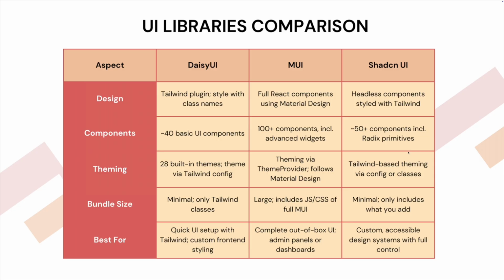In terms of theming, DaisyUI has 28 built-in themes and theming is also provided via Tailwind config. In Material UI, you do theming through the theme provider and it follows Material Design. And in Shadcn UI, theming is Tailwind based, via config or classes. And in terms of bundle size, it's actually very important. DaisyUI has a minimal bundle size, only Tailwind classes. Material UI has a large bundle size due to CSS and JS. And Shadcn also has a minimal bundle size like DaisyUI because it only includes whatever you add.